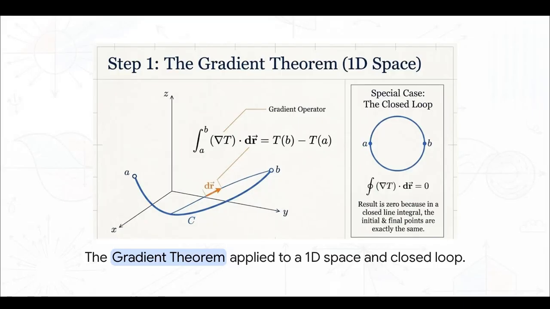Now think about this special case. If your hiking trail is a closed loop, meaning you start and end at the exact same spot, your net elevation change is exactly 0. Boom. This is precisely what the math of a closed line integral shows with the gradient theorem.